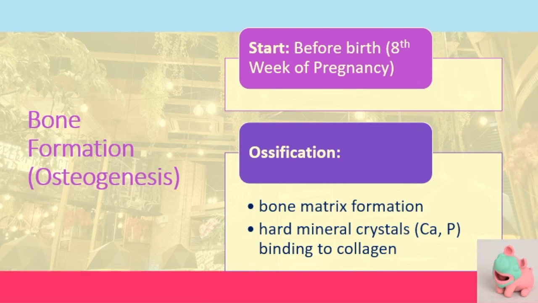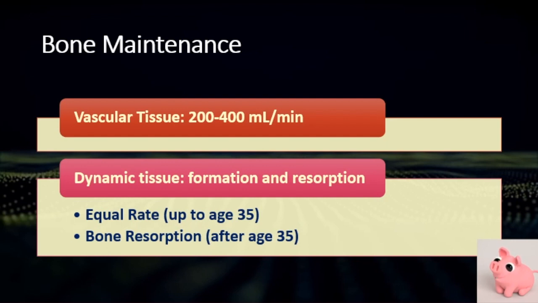So the mineral would give the bone its characteristic strength, whereas the collagen would give the bone its resilience. Again, it's the mineral that gives the strength. These minerals are your calcium and phosphorus, and the collagen, on the other hand, would be giving the bone its resilience. Then, bone maintenance.